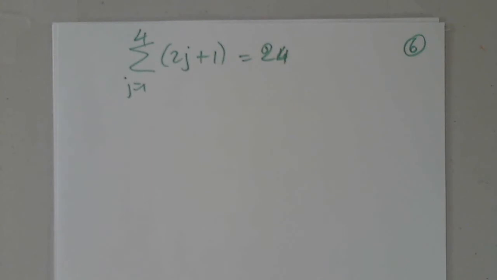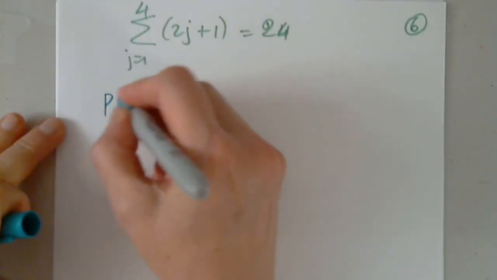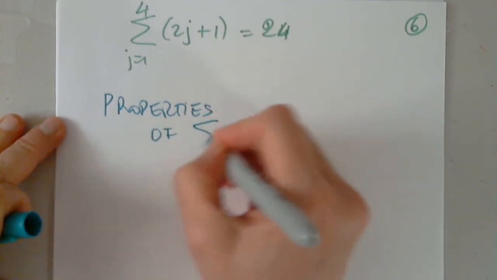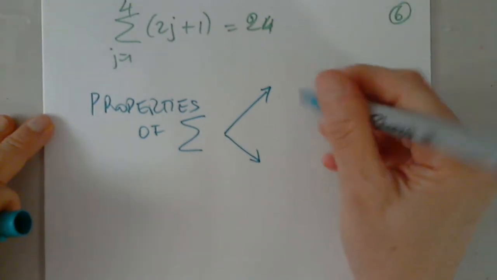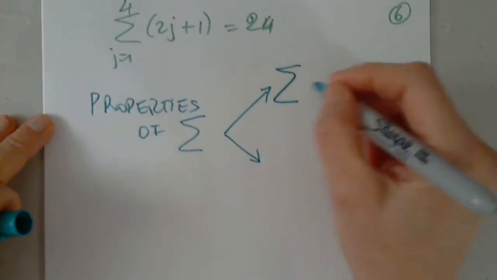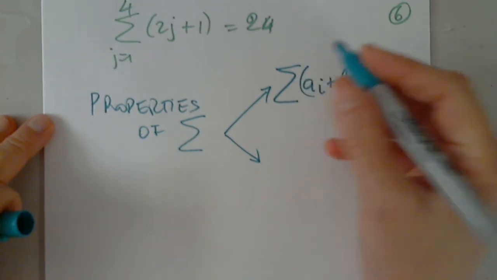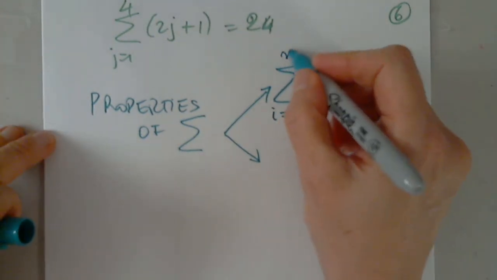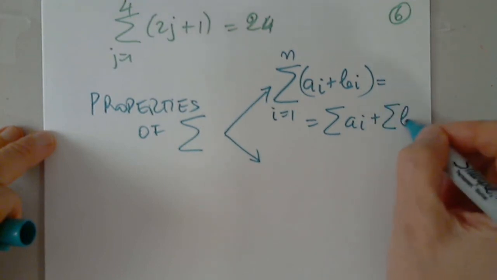Okay, so let's see what we do with this. And also, as I mentioned, I just want to show you 2 properties of sigma. Here's one. The sum of a generic term plus another generic term. It can be anything. It can be i squared plus 2i. It doesn't matter. The sum from i equals 1 through n of (a_i plus b_i) is the sum of a_i plus the sum of b_i.